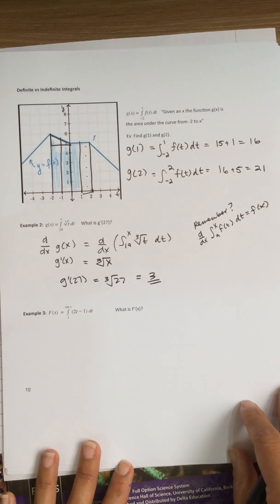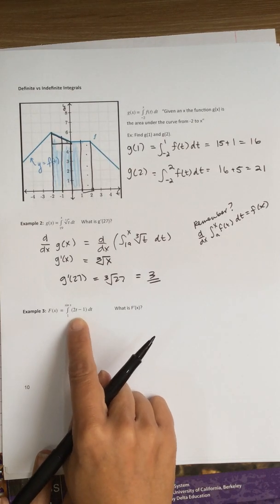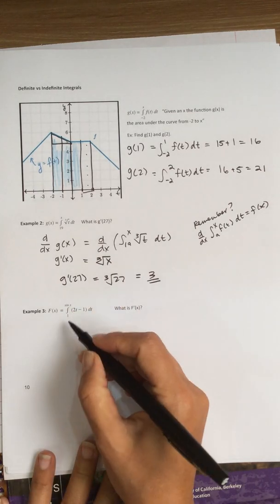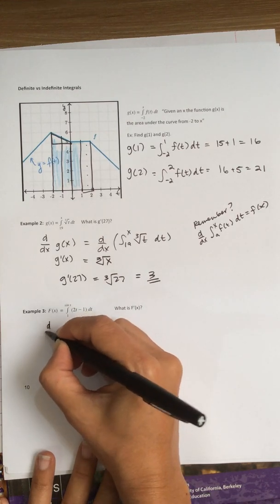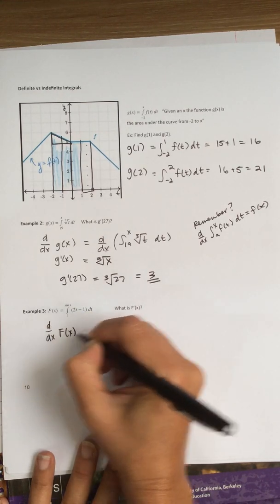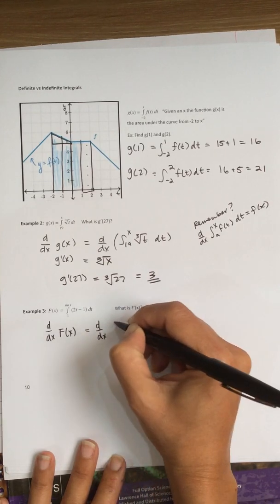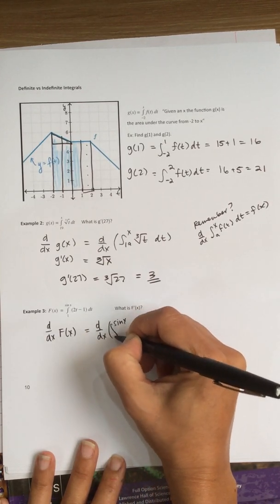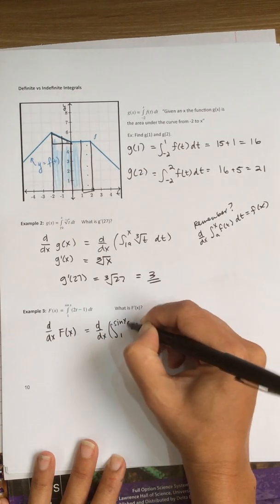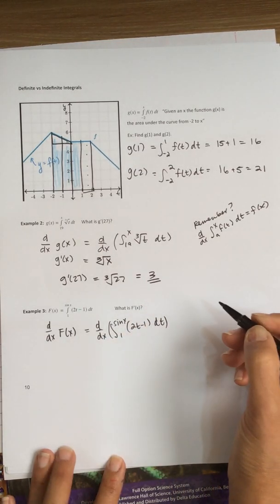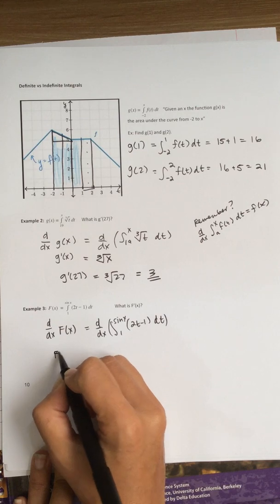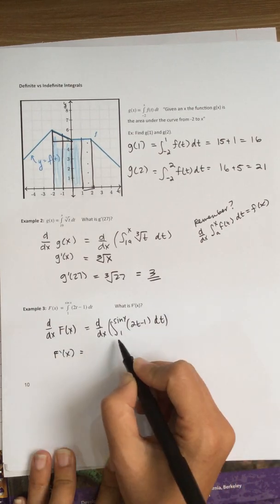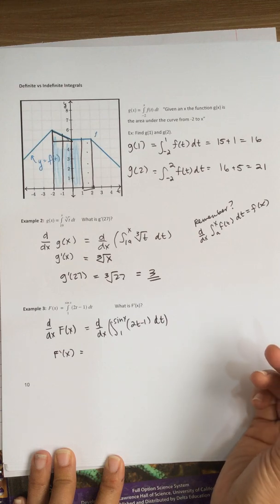Okay, let's try another one. Here, f of x equals the integral from 1 to sine of x of 2t minus 1 dt. What is f prime of x? So we have to take the derivative here. If I'm taking the derivative of the left side, I also have to take the derivative of the right side. Okay, so what does that mean? That means that f prime of x is going to be equal to just f of x, right?